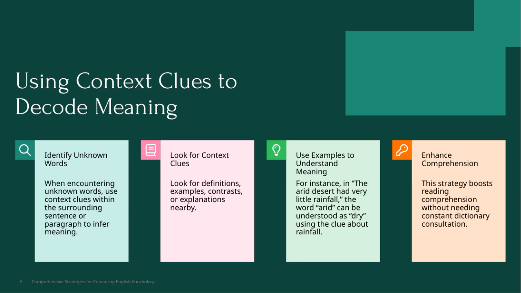For example, if you read the sentence, "The arid desert had very little rainfall," you can use a clue about rainfall to realize that arid means dry. Using these context clues not only helps you decode unfamiliar words, but also improves your overall understanding of the text without constantly needing to stop and look up words in the dictionary.